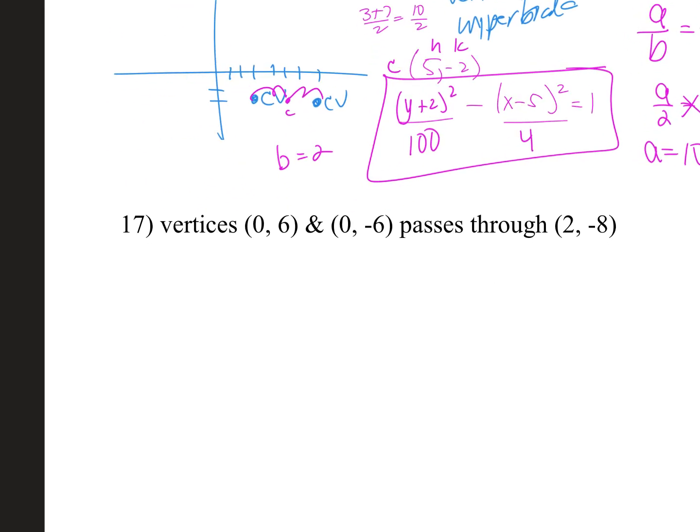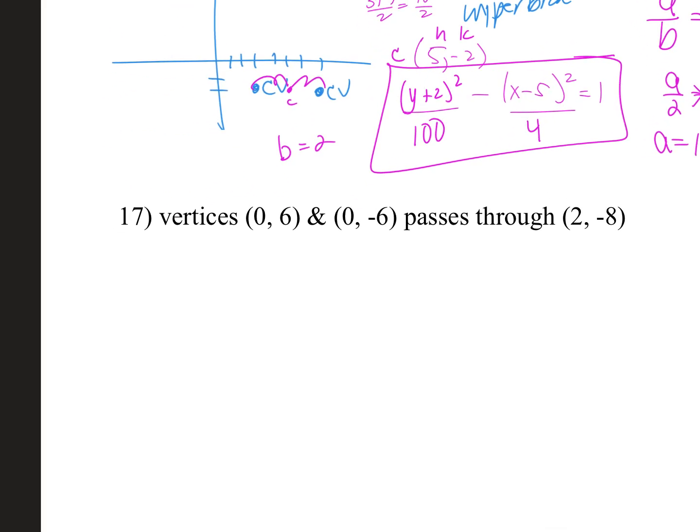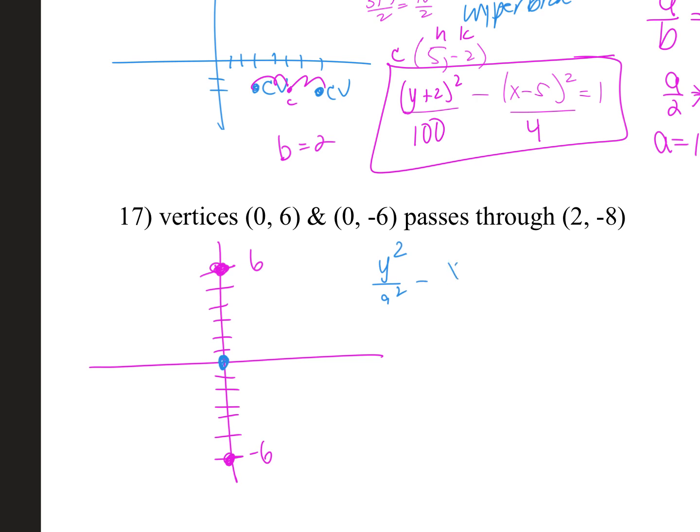All right, lastly, guys, I'm going to go through number 17. Again, draw a picture. I have my vertices at (0, 6). So 0, 1, 2, 3, 4, 5, 6. And at (0, -6). 1, 2, 3, 4, 5, -6. If I am up and down the same amount from the origin, I know that I have a hyperbola here that is centered at the origin. Since my vertices are on the y-axis, I know this is y squared over a squared minus x squared over b squared equals 1.